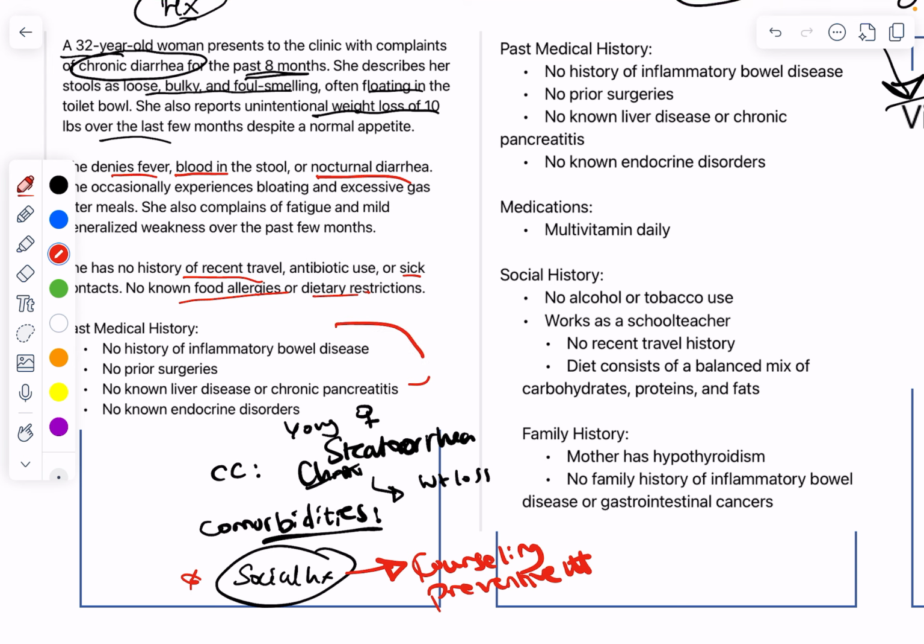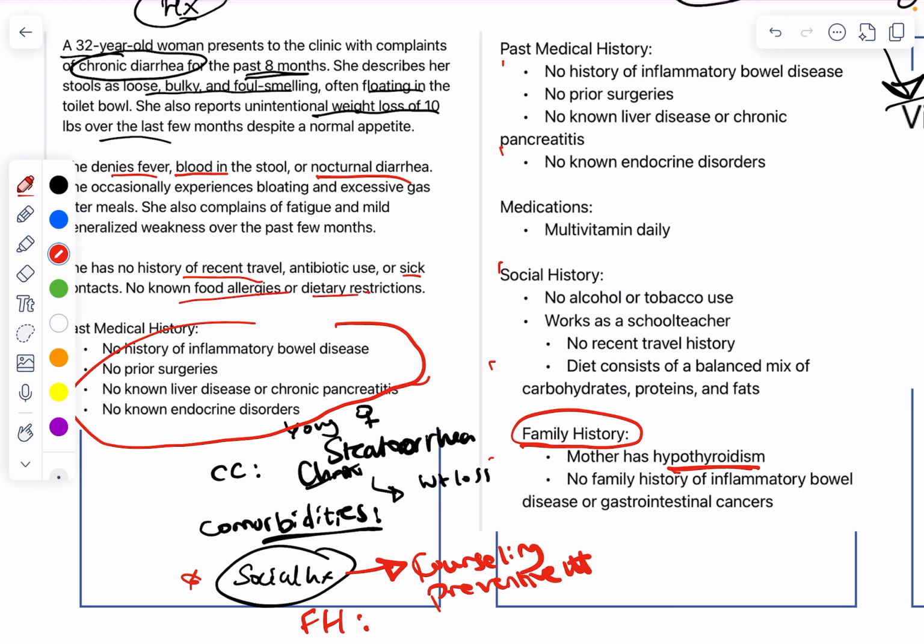And there is no past medical history of significance at all. You're just going to skim read over it quickly and only highlight or take note of what's significant. So what is significant here is her family history. Her mom has hypothyroidism and there is no family history of IBD or anything. So you might want to put that in your notes.